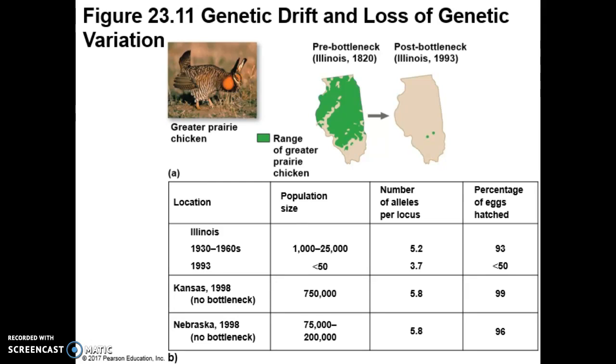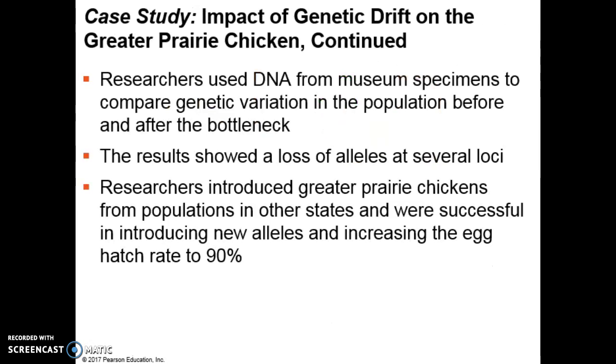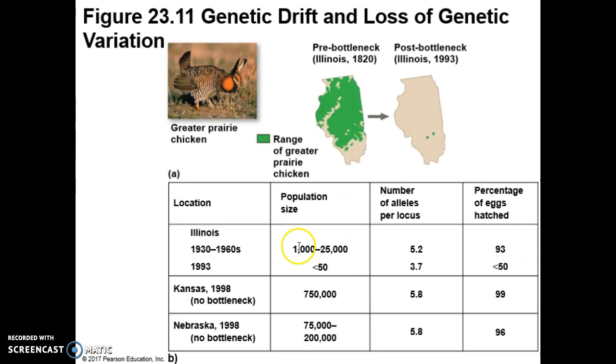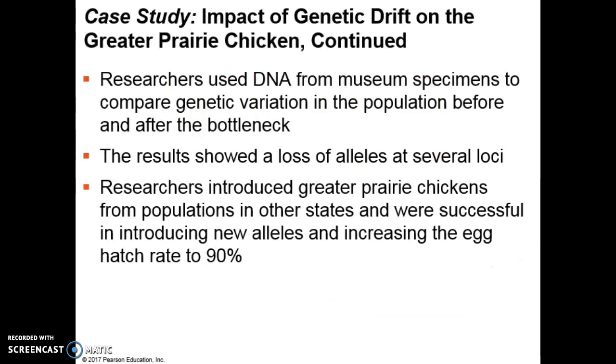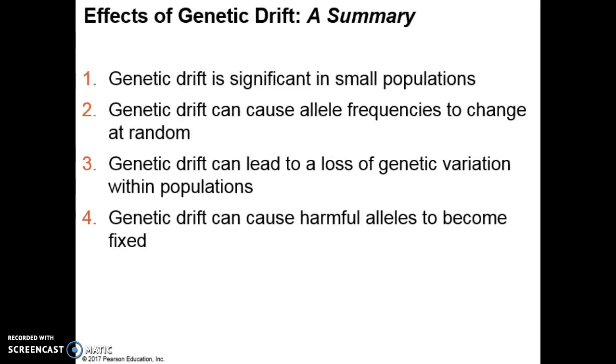If we looked at sperm fertility and how many of our sperm relatively produce babies, I wouldn't be surprised if we see that same phenomenon in humans today. So what scientists did is they used DNA from museum specimens to come up with this data up here. And then they compared it to the other populations. The results showed a loss of alleles. I think we're pretty good there.